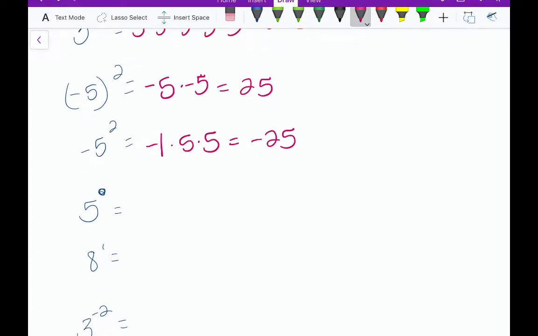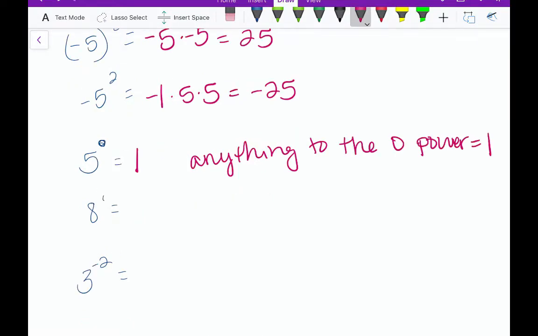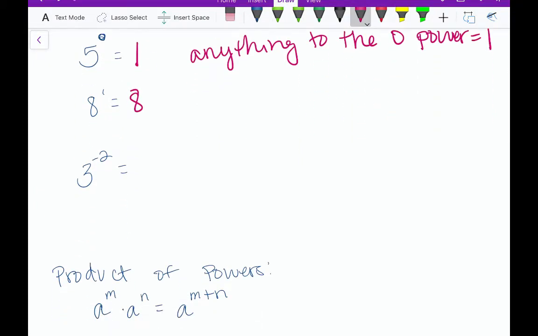5 to the 0 power is 1. Anything to the 0 power is 1. 8 to the 1st power is 8. So anything to the 1st power is itself. And then we have a negative exponent. So 3 to the negative 2 power is the same as 1 over 3 times 3.